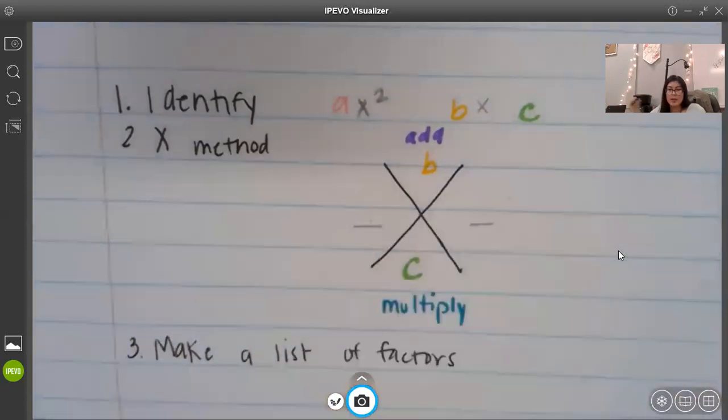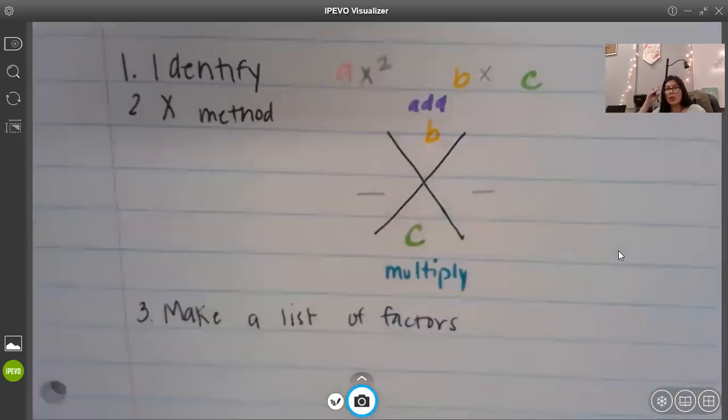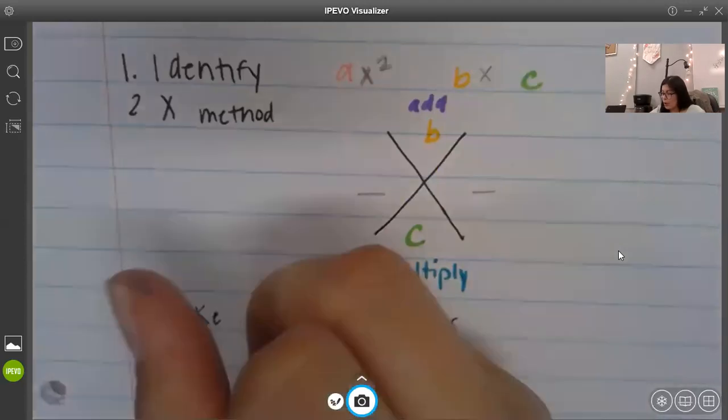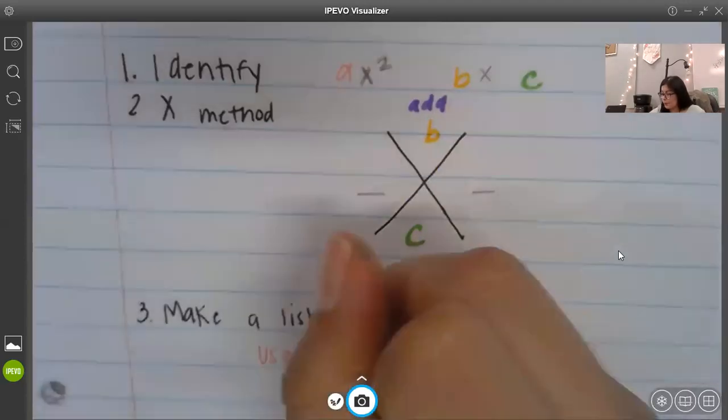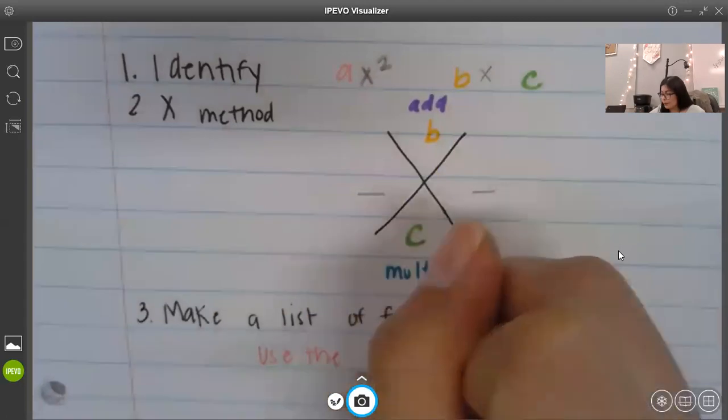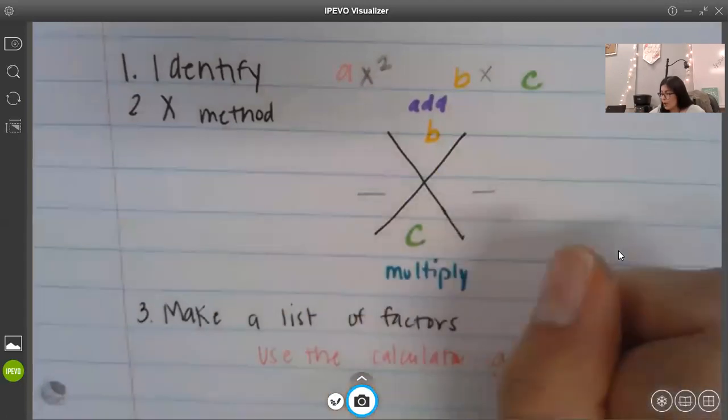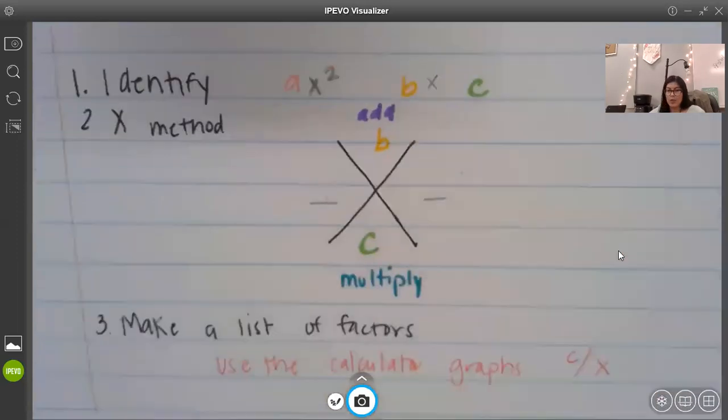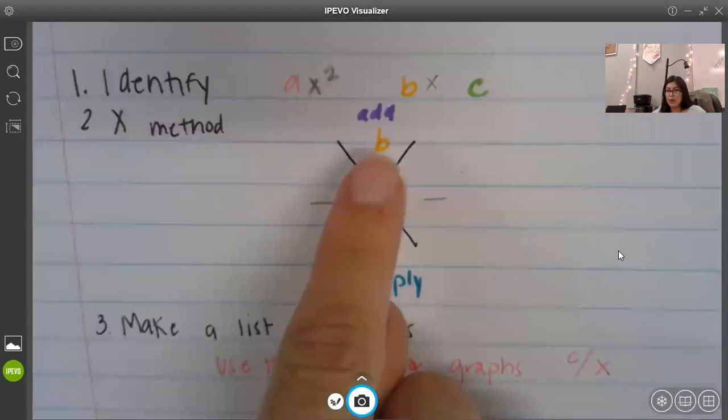Again, we're trying to do this without a calculator. That's the goal, because on the TSI you won't be able to use a calculator, and it's just good to know how to do this without one. Also the PSAT has certain parts where you can't use a calculator. So let's make a list of factors. The goal is no calculator, but if you absolutely get stuck, use the calculator. In graphs, you're going to type in C divided by X, and I'll show you what I mean by that. You make the list of factors, and then you add to see which one gives you the B.